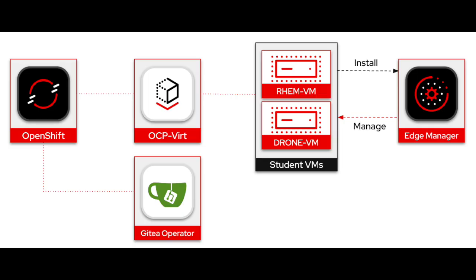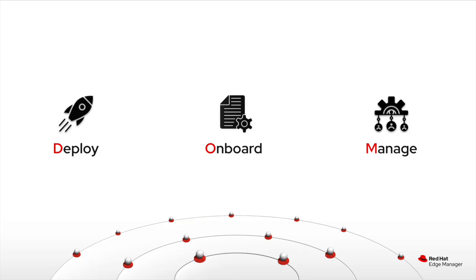Let's have a look at the demo setup. Everything is running on OpenShift, which has the OpenShift Virtualization Operator installed on it. We'll be working on two RHEL VMs deployed on OpenShift Virtualization. We'll use one of the VMs for Red Hat Edge Manager, and we'll use the other one as a drone VM. For the demo, we will be going through these three steps.